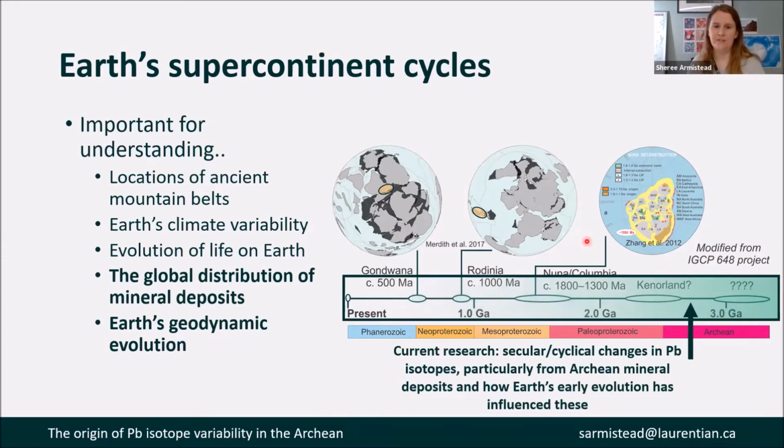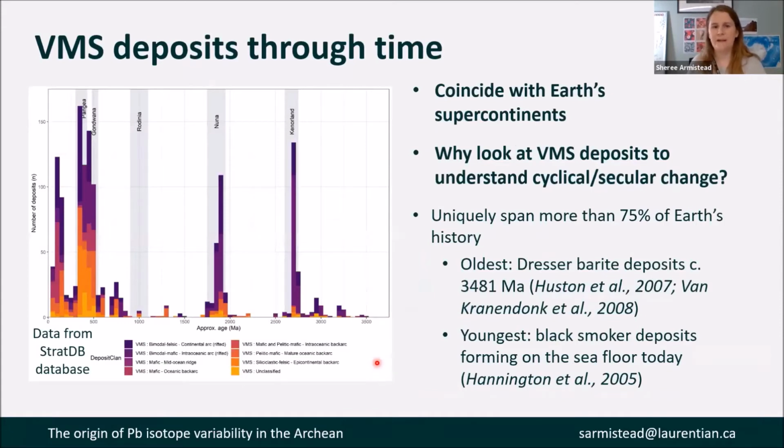Now my research really focuses on these two aspects of the supercontinent cycle: understanding the global distribution of mineral deposits and how these have been impacted by Earth's early geodynamic evolution. My current research is looking at secular and cyclical changes in lead isotopes, particularly from Archean mineral deposits, and how Earth's early evolution has influenced these. A lot of what I'll be talking about today is based on VMS deposits and lead isotopes from VMS deposits. I'll go through a few reasons of why we look at these specifically.